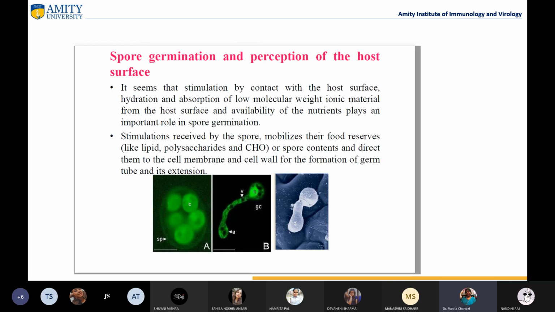So again, the spore germination and perception of the host surface. That means stimulation by contact with the host surface, hydration and absorption of low molecular weight ionic material from the host surface, and also how many nutrients are available, it plays an important role in spore germination. So stimulations which are received by spores mobilize their food reserves such as lipids, polysaccharides, right, or spore contents, and then they direct them to the cell membrane and cell wall for formation of the germ tubes and their extension. So this is how the spores perceive the host surface.